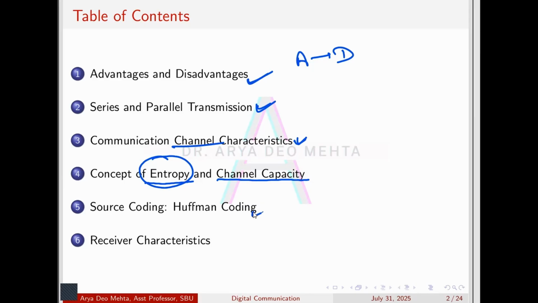Then we will be discussing Huffman coding, a very important concept, in the source coding part. So what source coding is, what entropy is, all of that, and we'll end this chapter with receiver characteristics.